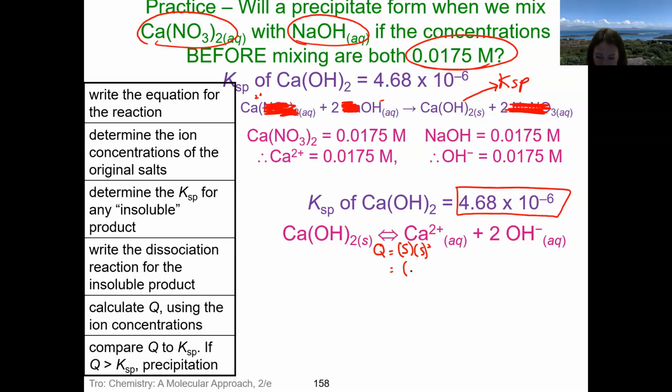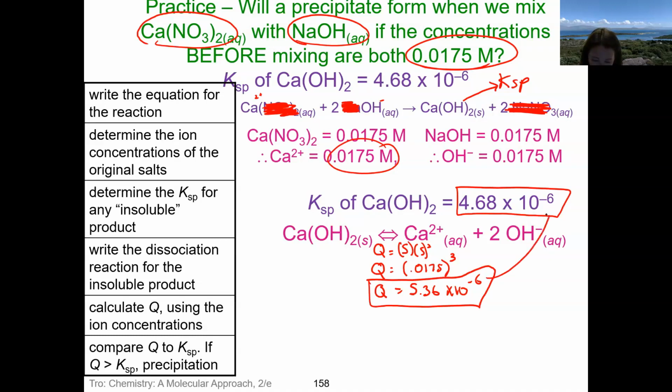So it ends up just being 0.0175 cubed. That equals our Q. And so Q equals 5.36 times 10 to the negative 6. So we just cube it. So what do we do with this again? Compare this to this. If Q is greater than K, yes, precipitation. If Q is less than K, no precipitation.